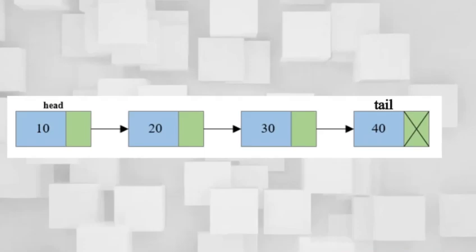Let's take a deeper look at the traversal process. Imagine walking through a hallway where each door leads you to the next room. You start at the head, the first room, and keep moving through doors, or nodes, until you reach the end.